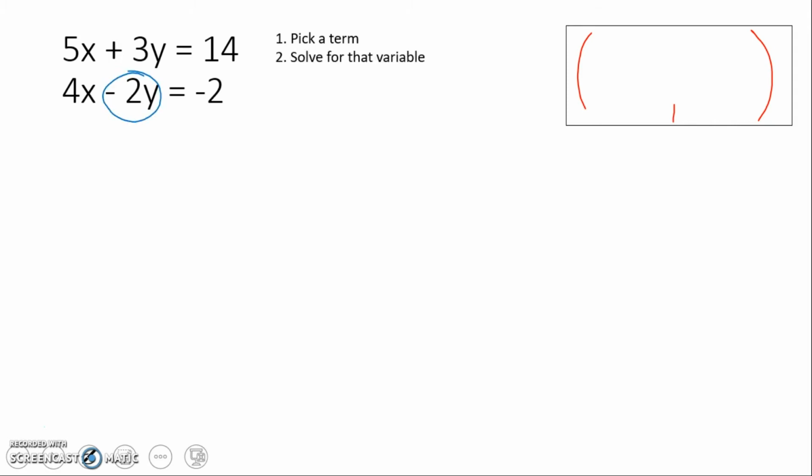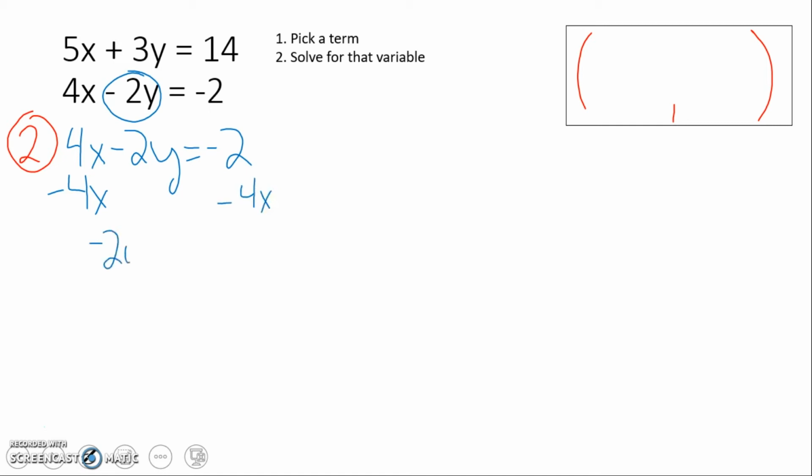Second step, solve for that variable. So I'm going to label my second step. And this time we're actually going to have to do some work because our variable isn't already solved for. So we'll rewrite the equation, and then we're just going to solve for y.